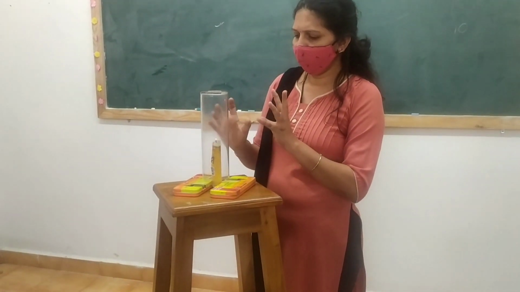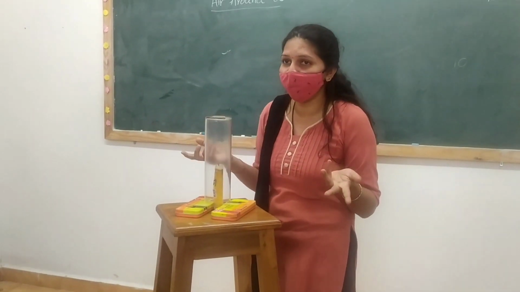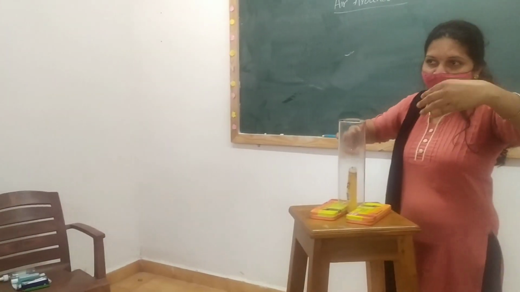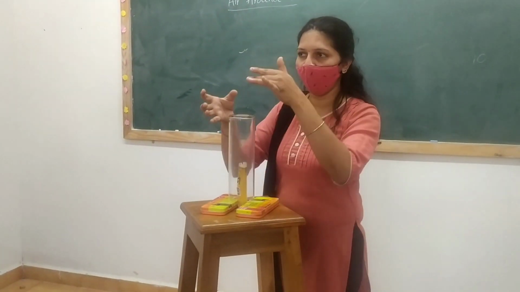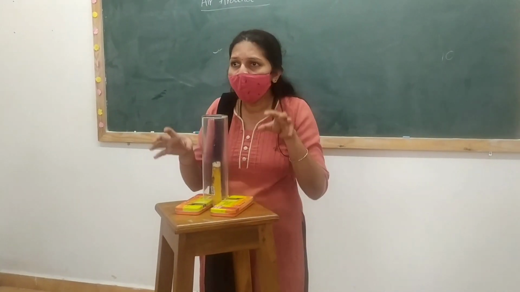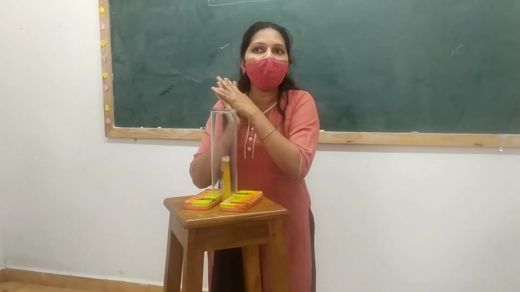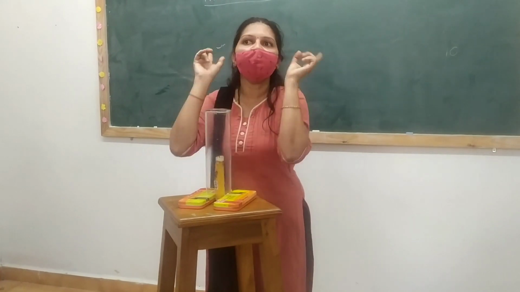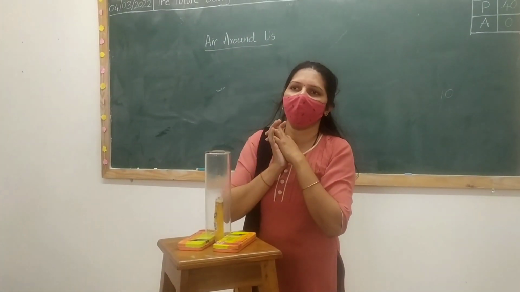As you can see, the candle flame is becoming dim and dimmer, and finally goes out. What is the reason? Now you tell. In the first case, you said there is no space for the air to enter, and therefore whatever oxygen was there was used up, and so the candle stopped burning. First situation, right? Now what has happened? I have raised the platform, and there is a space for the air to enter. But now what is the reason? Think, and tell the answers by raising your hand.